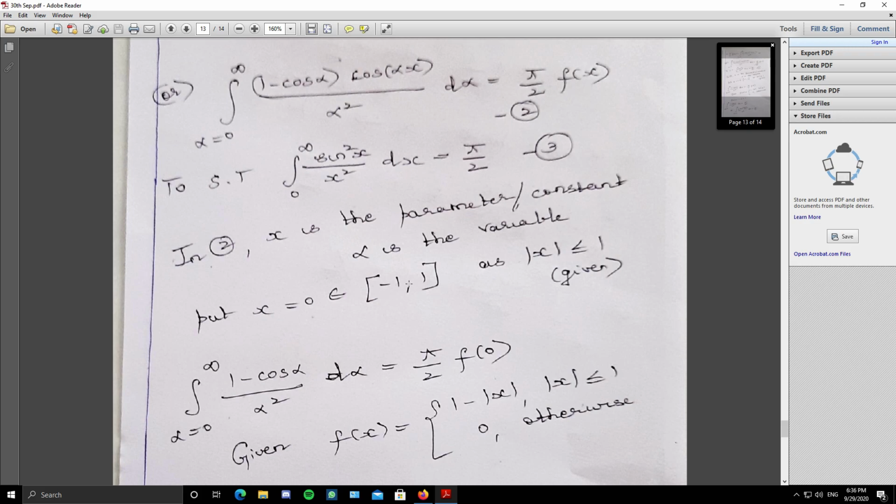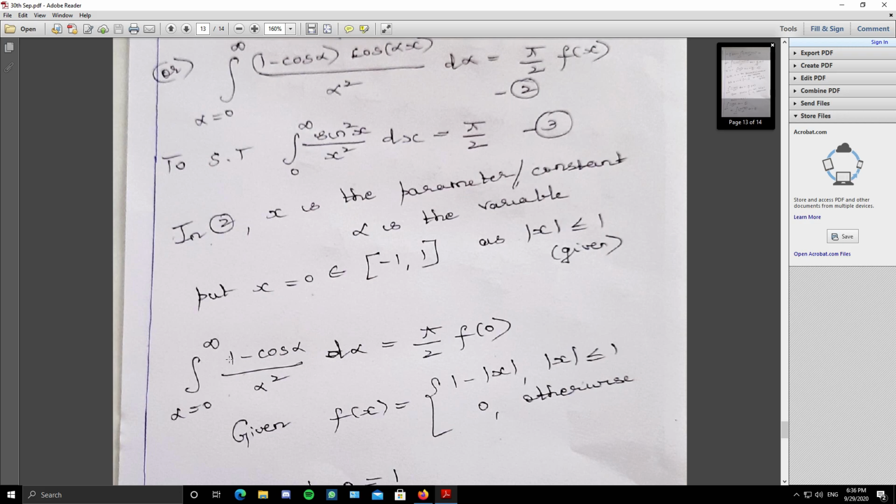So we can go ahead with the substitution. So integral alpha equals 0 to infinity (1 minus cos alpha) by alpha square d alpha, cos 0 is 1, equals pi by 2 f of 0. We have taken x as 0.